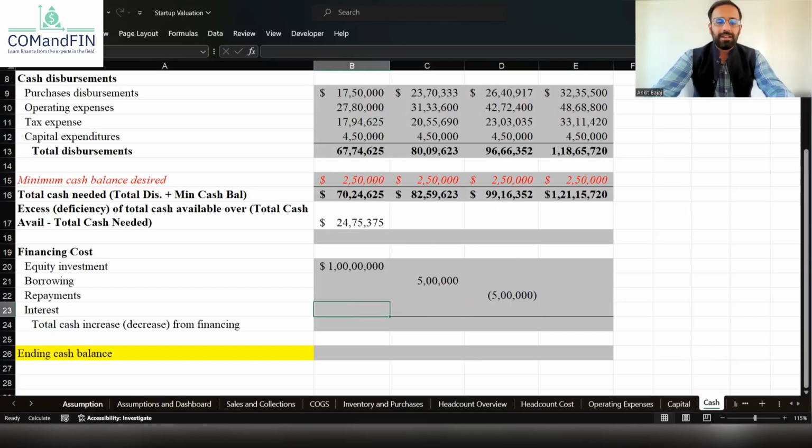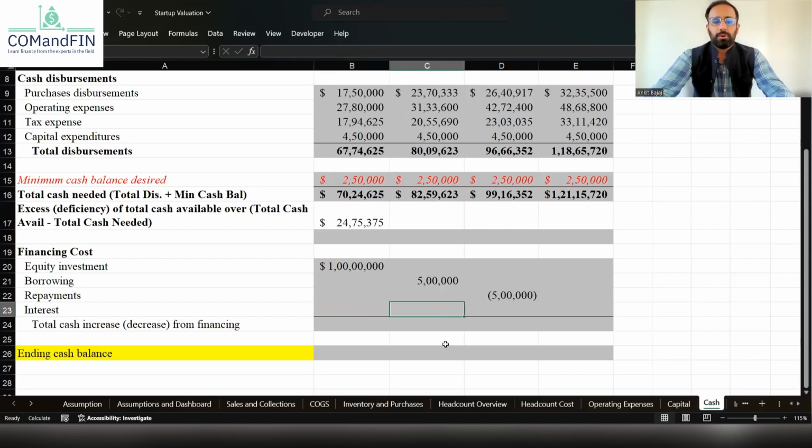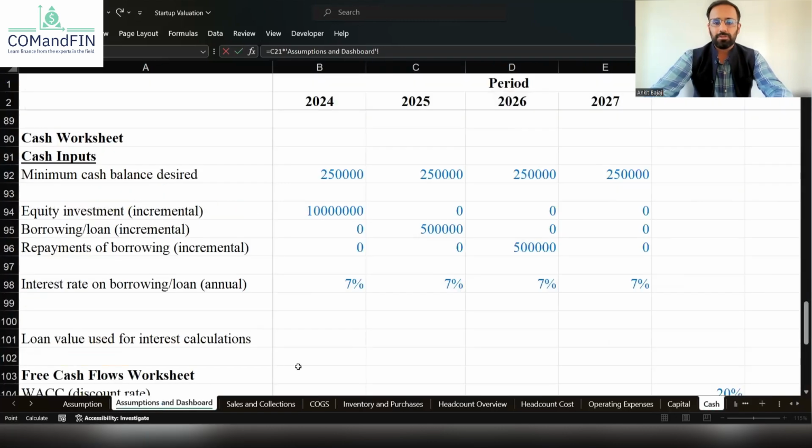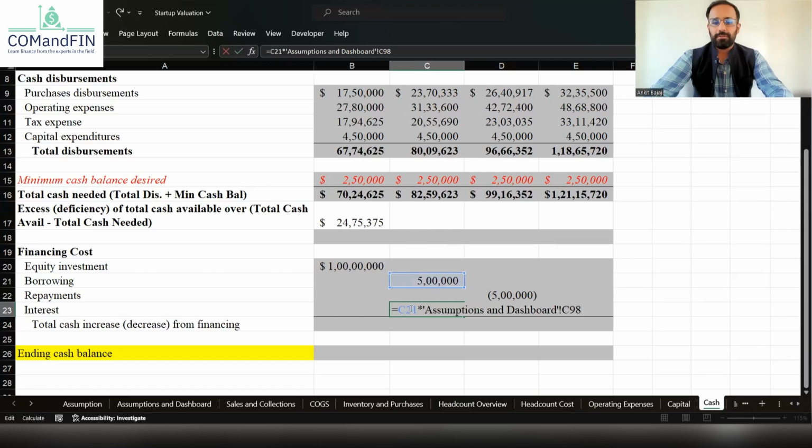Now, you have to understand that the interest rate given in the assumption sheet is 7%. When the loan has been borrowed in second year, obviously for equity you do not have to pay interest, but for 5 lakh you have to pay 7% interest. So I will take 5 lakh and multiply it with 7%. That is going to be 35,000. I will put a minus sign here, so we get negative 35,000. You have to pay 35,000, and you will repay this amount also.